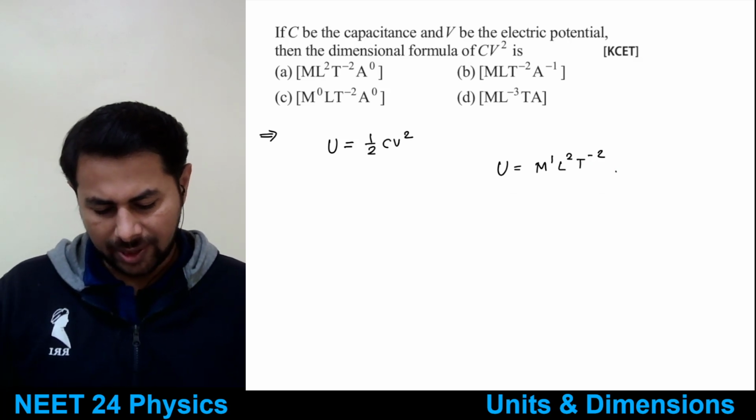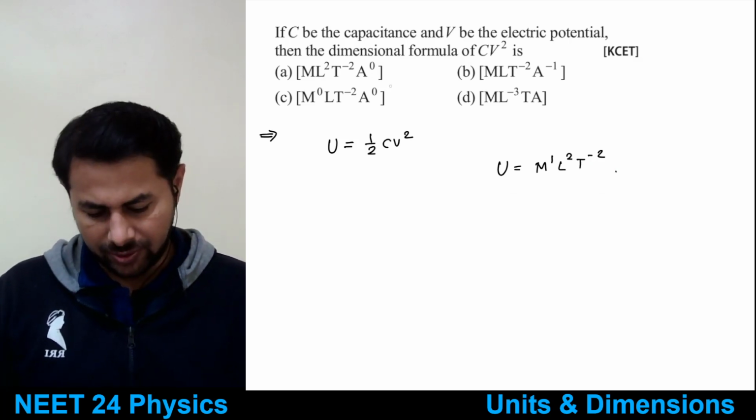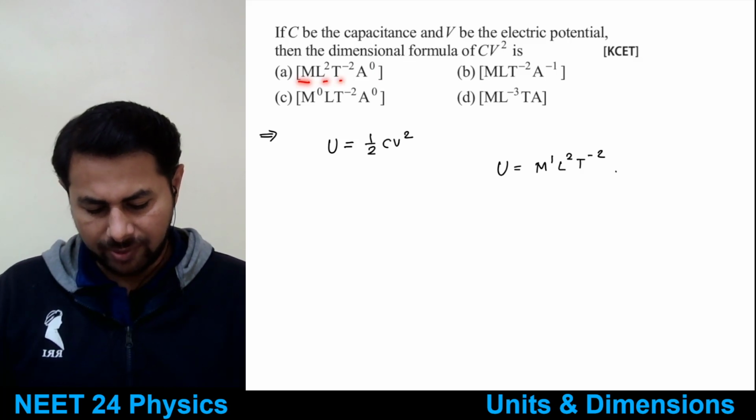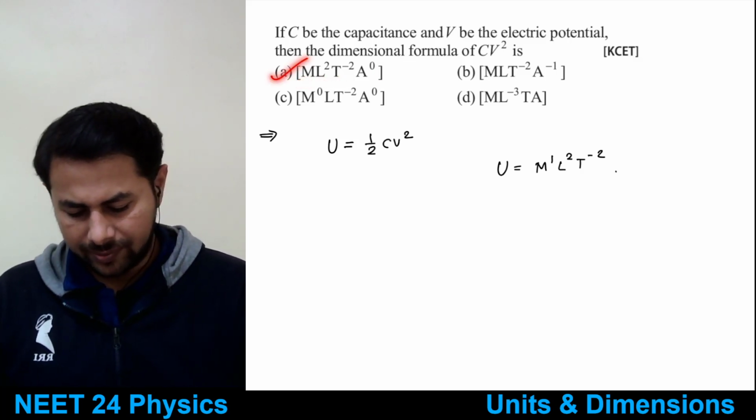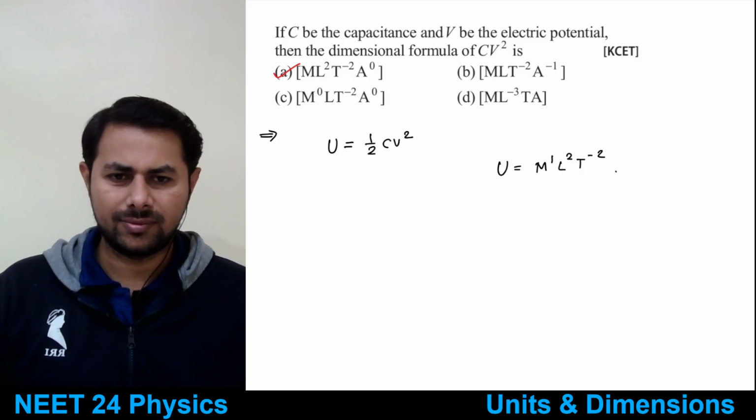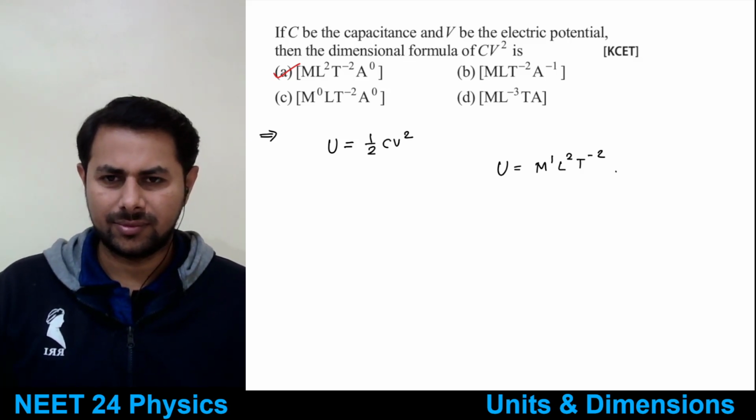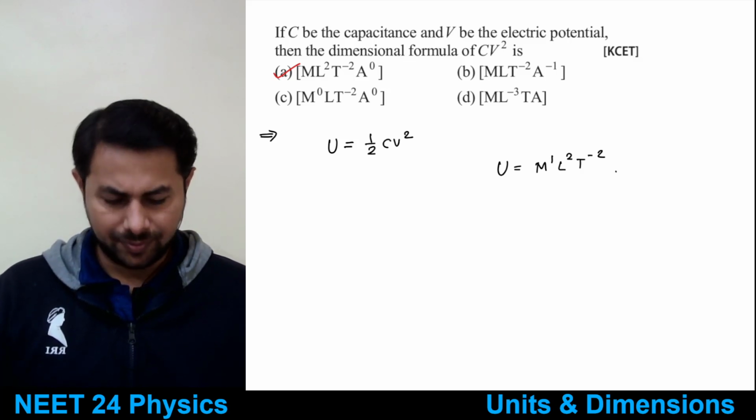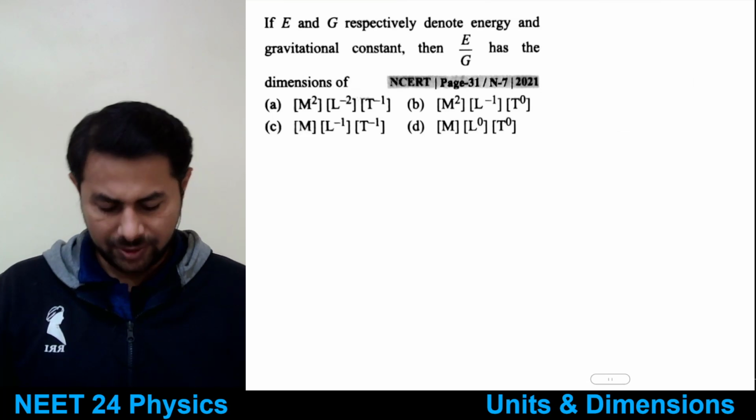That's it. So which one is correct? M1 L2 T minus 2, and A will be equal to 0, right? So it is option A only. This is clear? Okay, good. Let's see the next one.